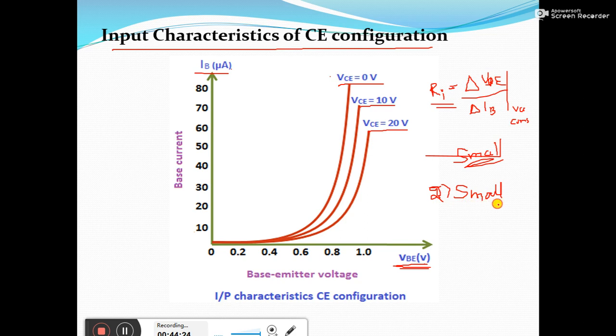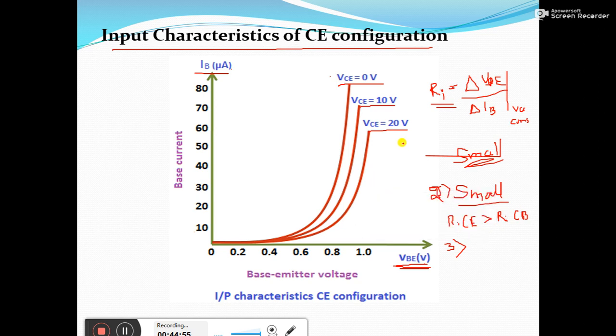So Ri is small only, Ri is small, but if you do a comparison between the CE and CB configurations, Ri in CE is larger than the Ri value in CB.